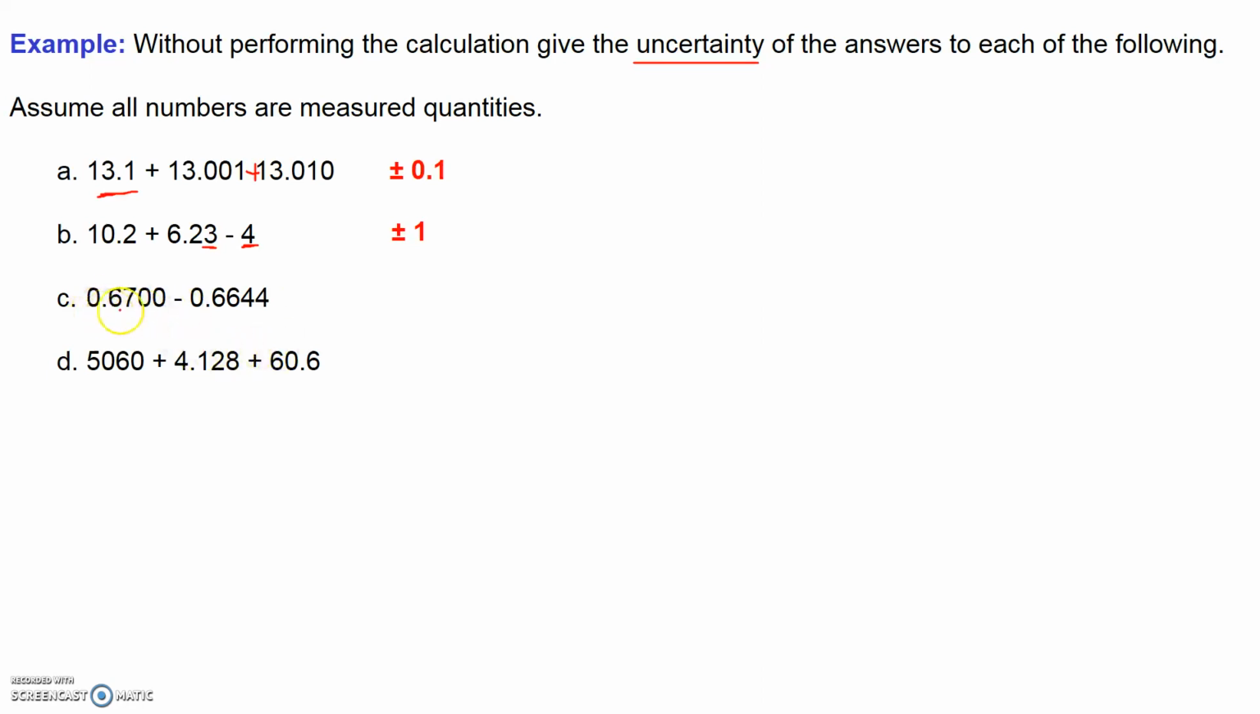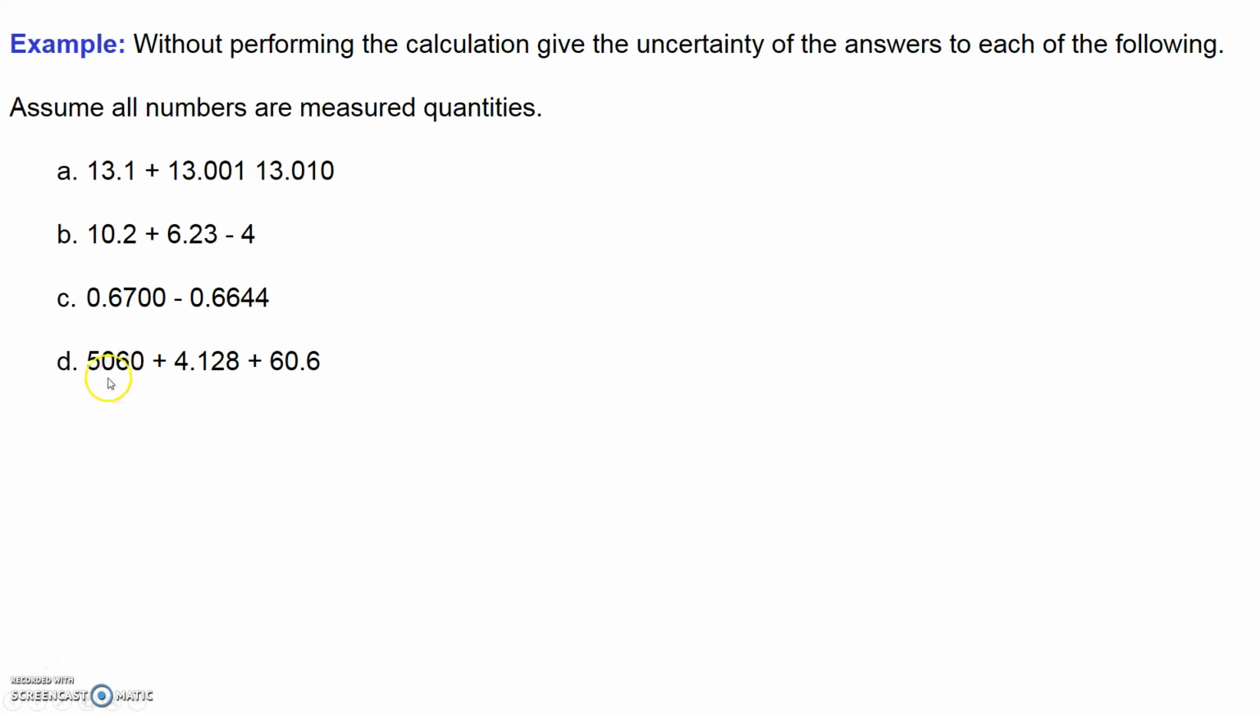Okay, here we've got some numbers that are smaller than 1. And this guy has uncertainty in the last digit here. In this case, the trailing zeros are significant because my number has a decimal point. So my uncertainty here will be plus or minus 0.0001. And then it's the same uncertainty over here, plus or minus 0.0001. So I need a decimal point, 3 zeros, and a 1.